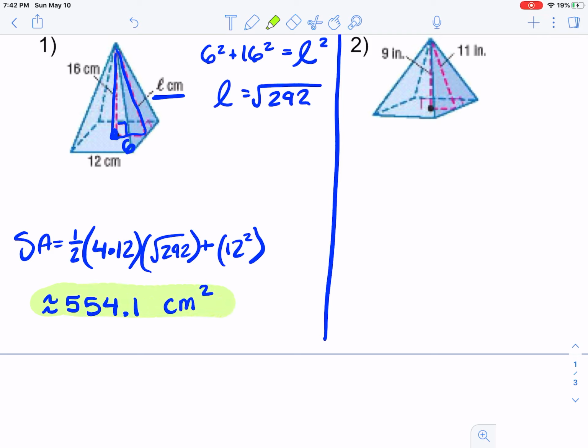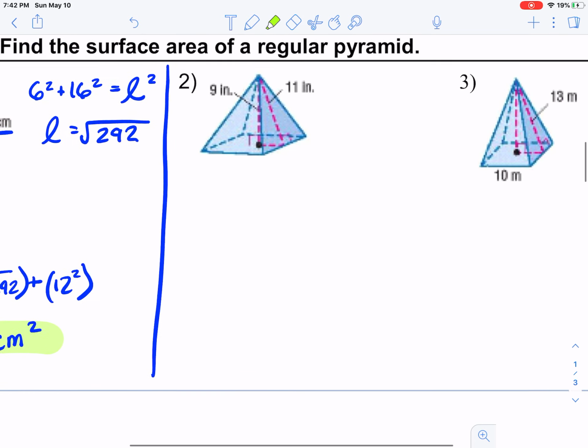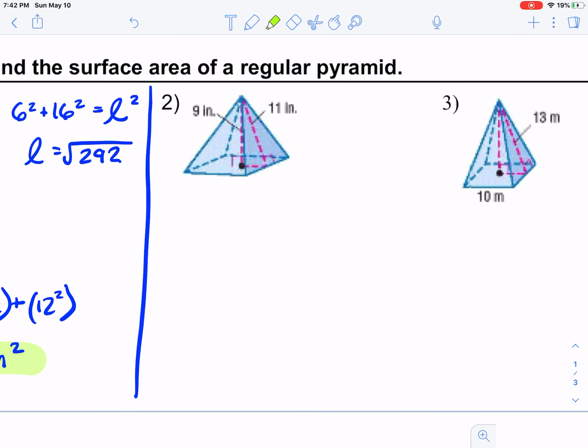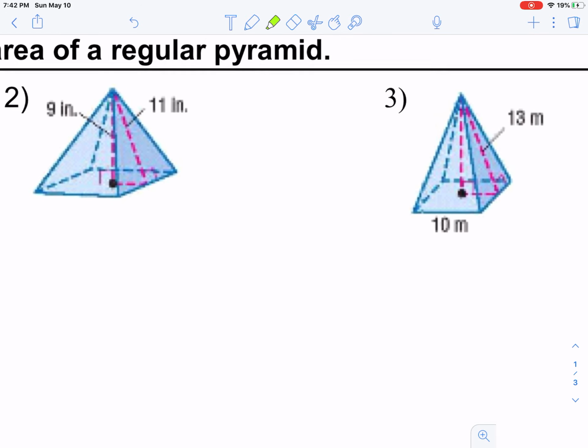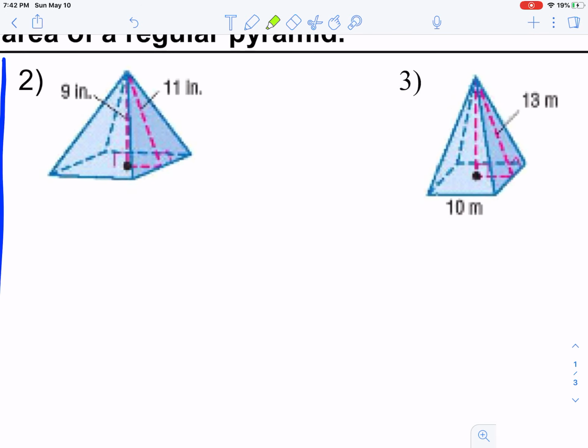Okay. Now, let's go ahead and we'll do this next one on our own, or together too, and then you'll do number 3. So for this one, we see that our slant height is given to us and our actual height is given to us. So this time we need to find our side lengths of our base. So we're looking for this little side length here. So again, we're going to go ahead and use Pythag, but this time we have our hypotenuse given to us. So it's going to be 11 squared is equal to 9 squared plus x squared.